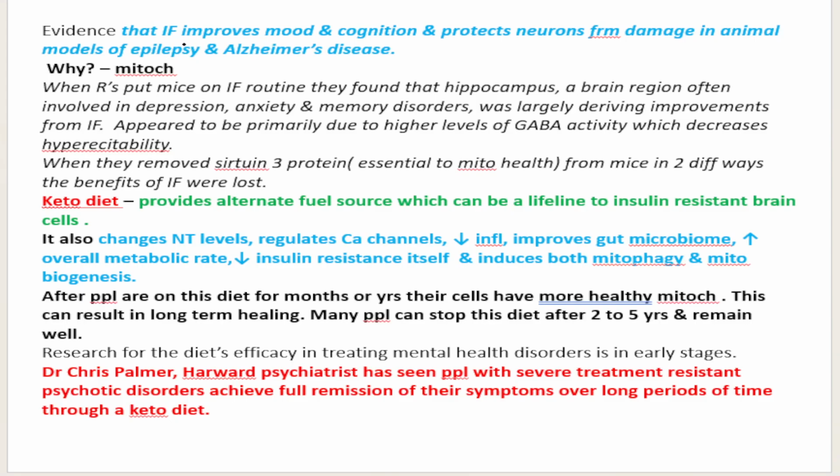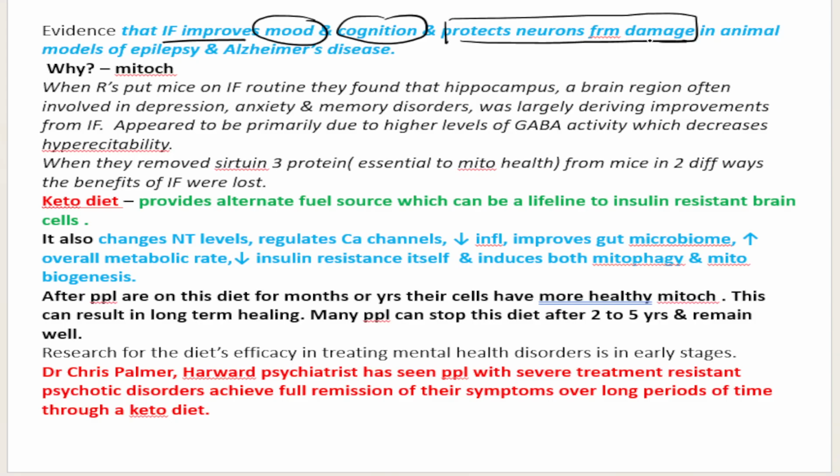There is evidence that intermittent fasting improves mood as well as cognition. It protects the neurons from damage. And this evidence has been found in animal models of epilepsy and Alzheimer's disease. So why is intermittent fasting improving mood and cognition? Because there is this common pathway of mitochondria. It is promoting mitochondrial health. It is promoting mitochondrial biogenesis.